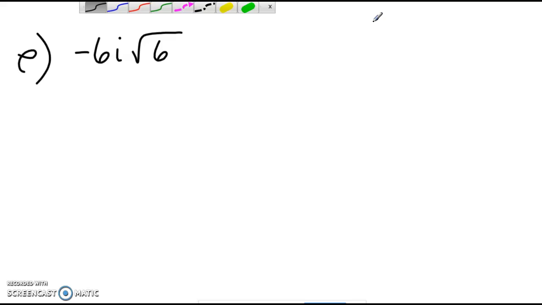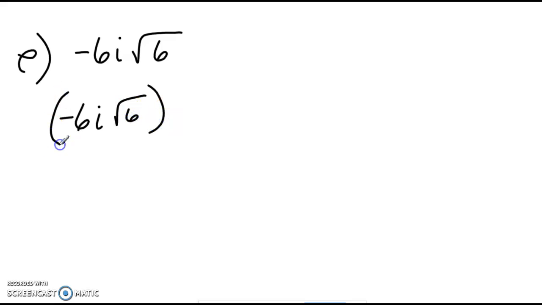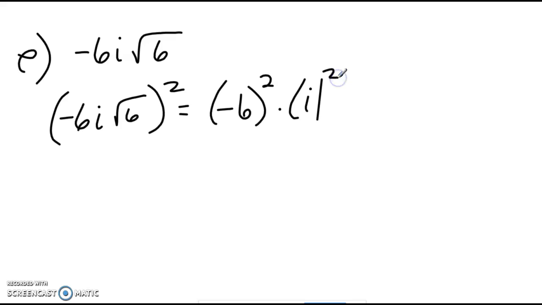Okay, so we are again wanting to square this. That's what the instruction said above. So that means I'm going to take all of this and square it, but I'm going to break it down into the negative 6, the i, and then the square root of 6.